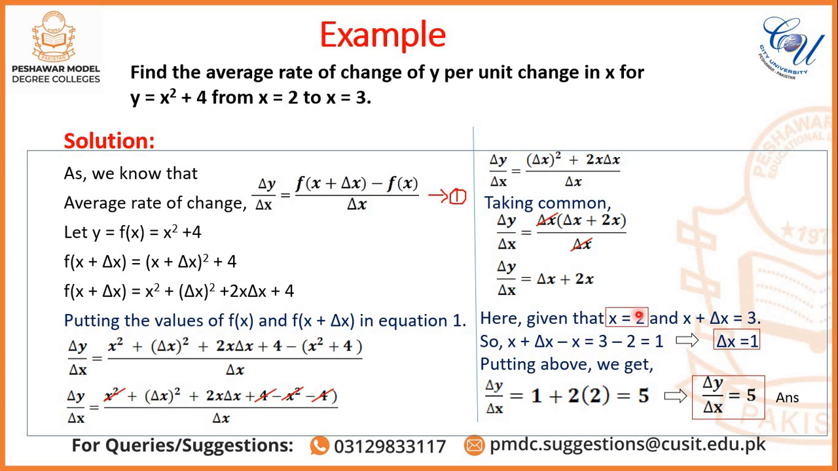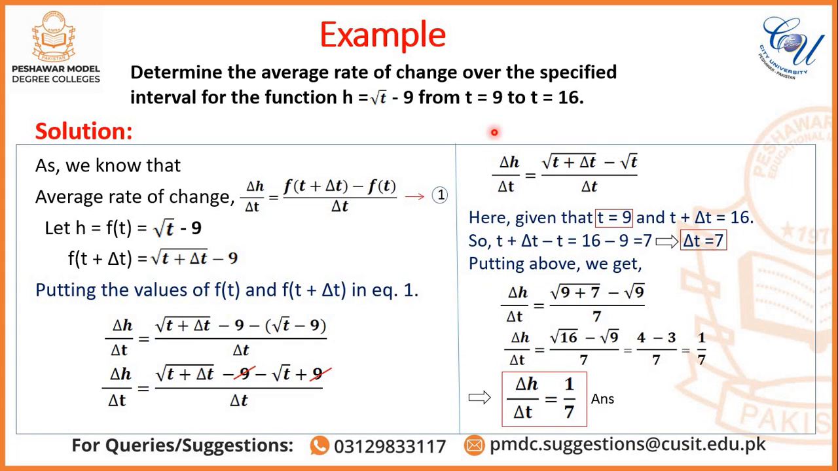Now putting the values of x and Δx here, we get Δy/Δx = 1 + 2 × 2, that is the value of x, which is 4 + 1, giving 5. So the average rate of change, that is Δy by Δx, is equal to 5.